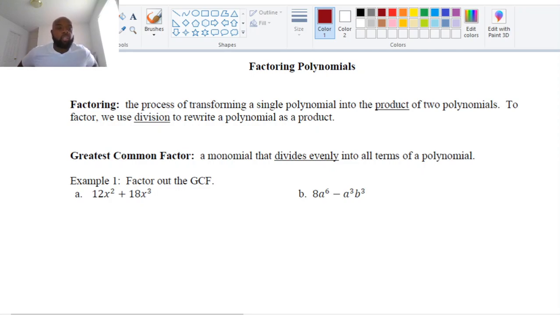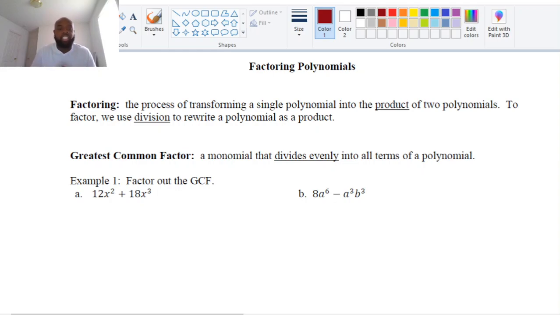And so factoring is the process of transforming a single polynomial into the product of two or more polynomials, all right? And basically, to factor, we use division to rewrite a polynomial as a product of multiple polynomials. And we're going to see that division. Sometimes it doesn't look like we're doing a division, but deep down inside, quote unquote, we're actually doing a division. All right, one of the first methods that I always try to look for when I'm factoring polynomials is to factor out a greatest common factor, or a GCF.